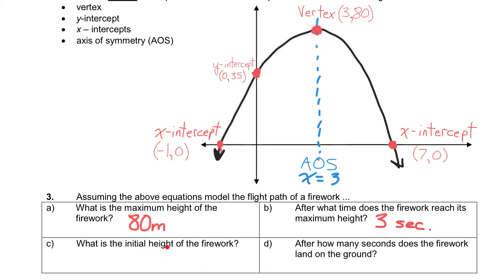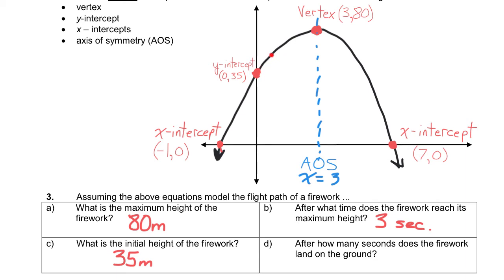What is the initial height of the firework? Well, initial height means the starting height. Well, where did it start? It started when the time was 0. That's here. So what is the height at that point? It's 35 meters. So this would be an example of where the rocket started 35 meters above the ground.